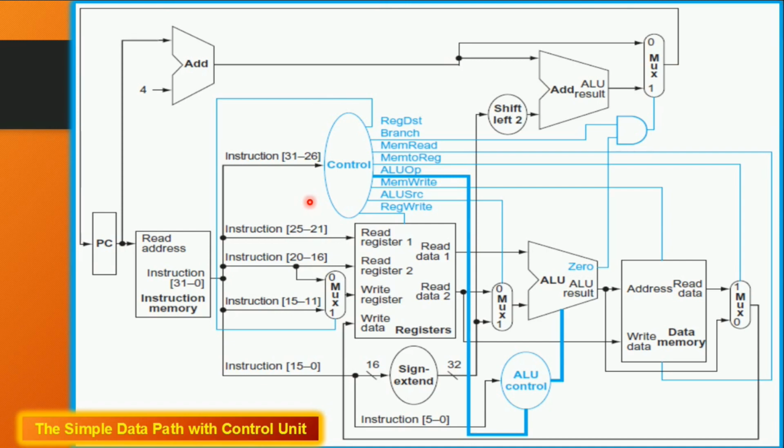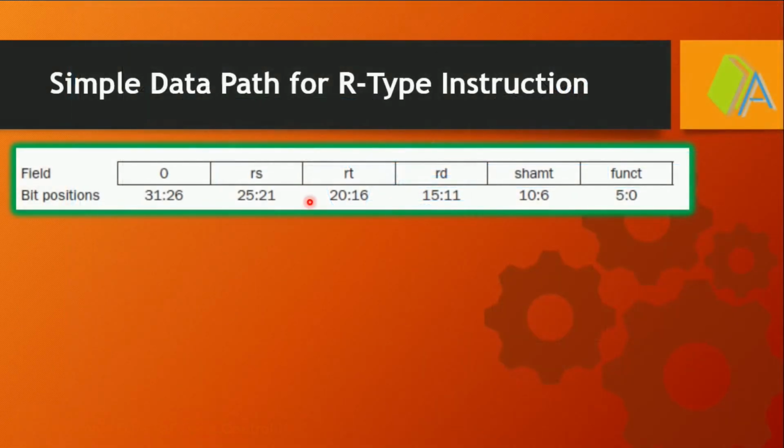Now we can see the cases one by one. The first case is the design of the single data path for an R-type instruction. This is the instruction format for an R-type instruction. For R-type, the opcode will be 0. The second field is RS, RT, then RD, shift amount, and the last field is function. For example, I am going to design the data path for this particular instruction: add T1, T2, T3. T1 is my destination register, T2 is my RS source register, T3 is my RT source register.